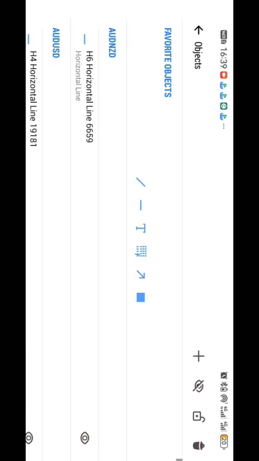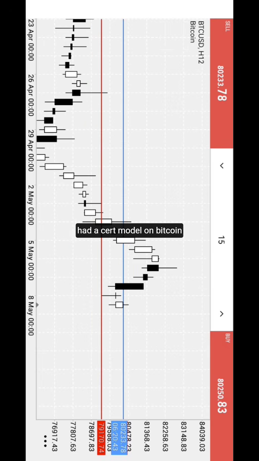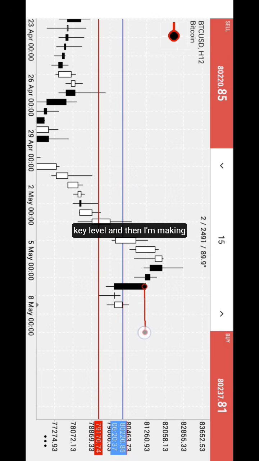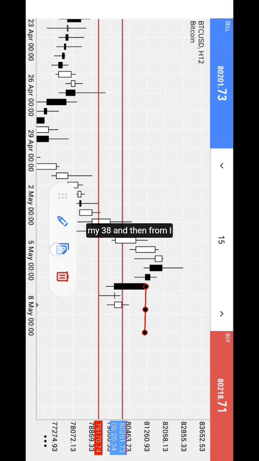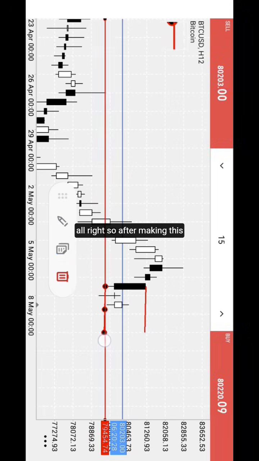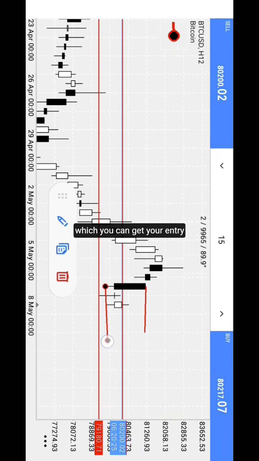Okay, so we had a CRT model on Bitcoin 12 hours. We're just making our key level, and then I'm marking my CRTH, and then from CRTH I obviously need to mark my CRTL. Right. So after marking these two, there are two ways in which you can get your entry points.